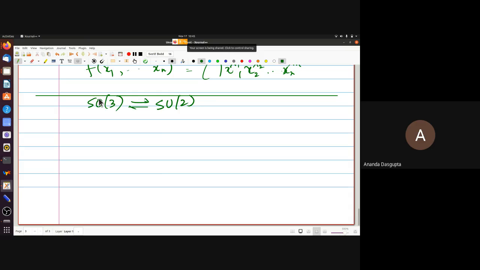SO3 is of course the set of all 3 by 3 orthogonal matrices. And as you all know, SO3 has a one-to-one correspondence with the set of all rotations that you can carry out in physical space.